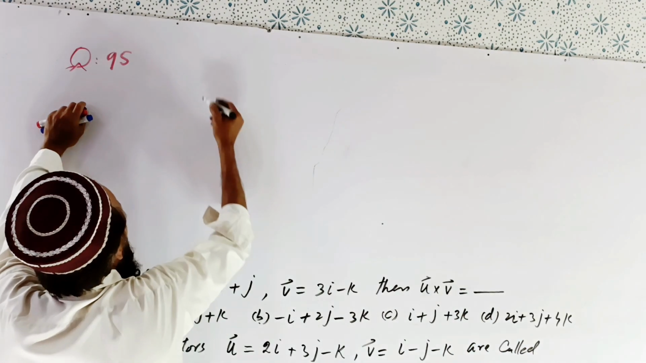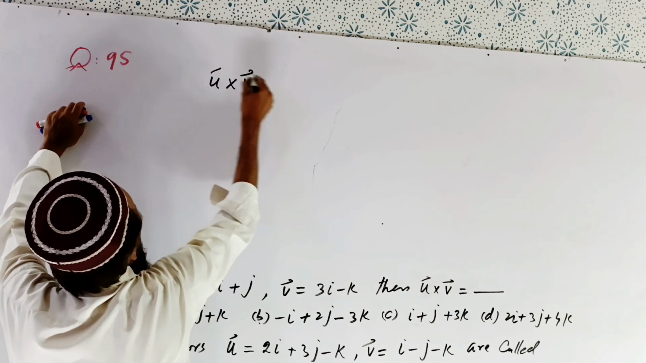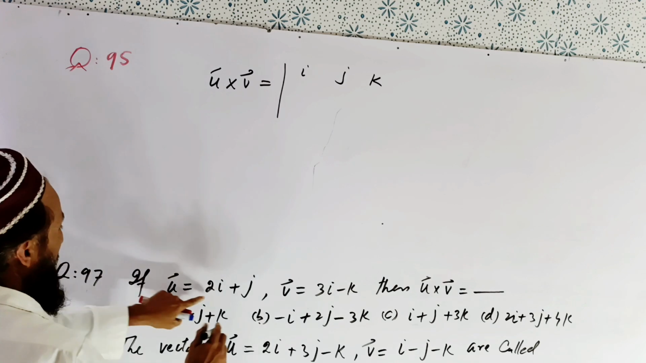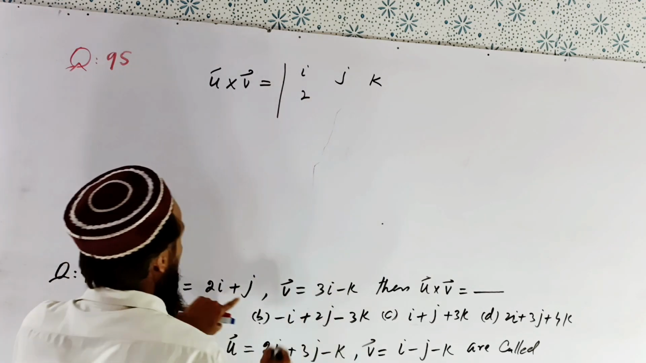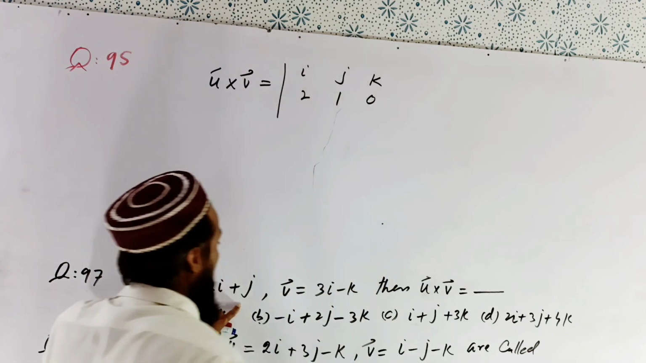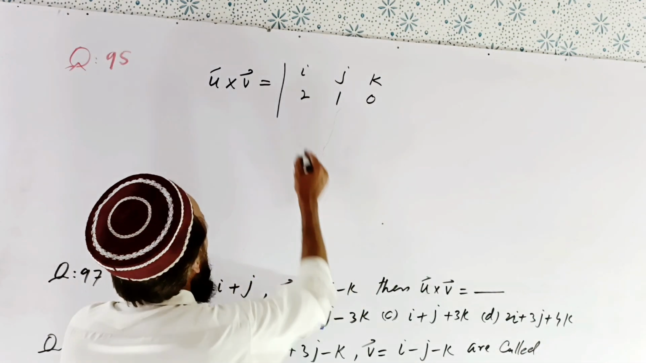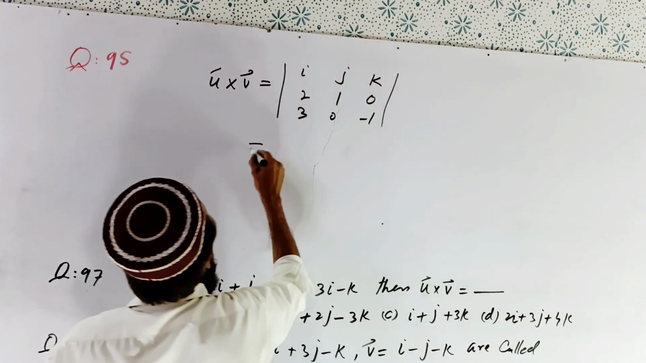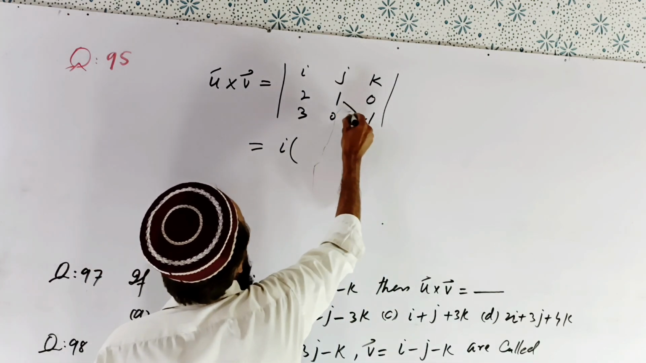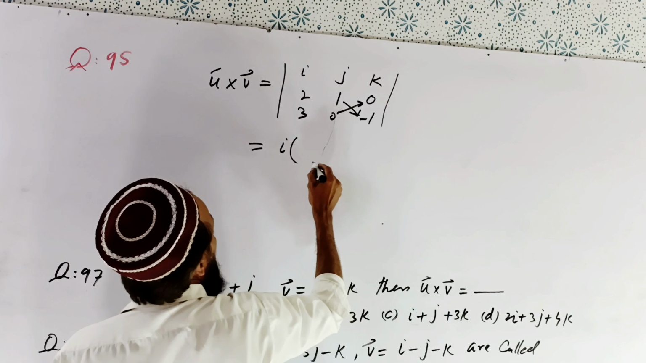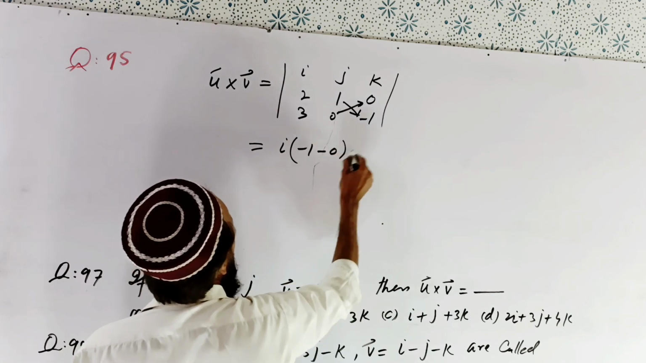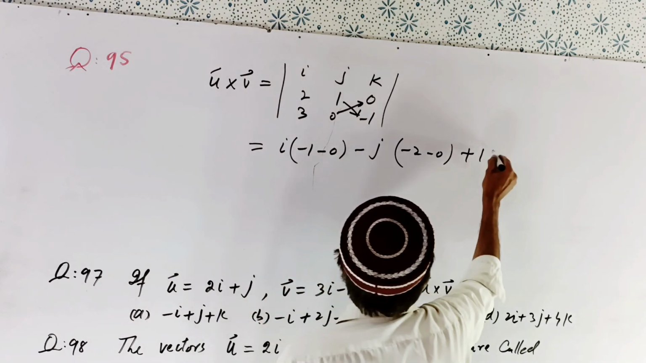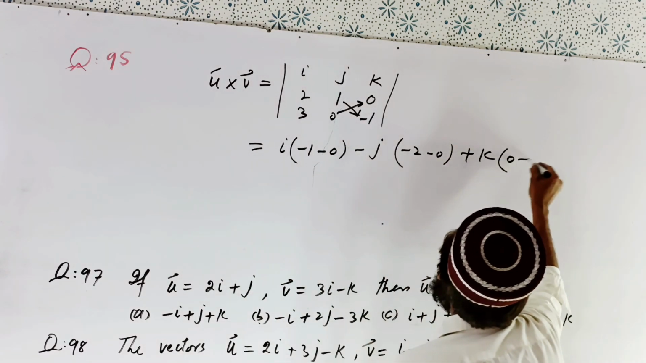U cross V is required. We are using the property with i, j, and k. So 2 is given as the coefficient of i, the coefficient of j is given, and k is absent. Then 0, we put here 3, j is absent and the k coefficient is minus 1. Expanding by the first row, we get the ad minus bc formula, and minus 1, 0, minus j. Similarly this will be minus 2 and 0, plus k. If we put here this is 0 and minus 3.